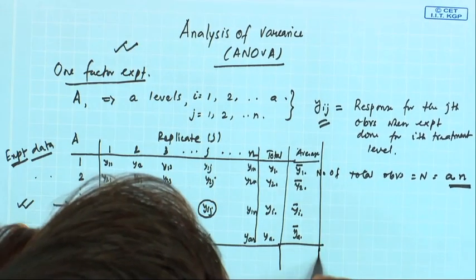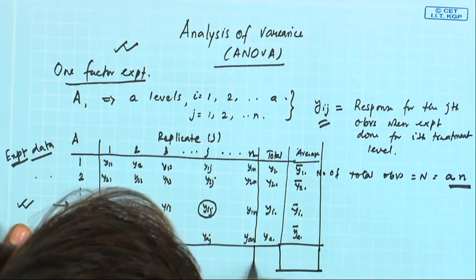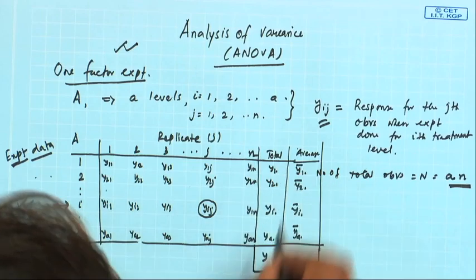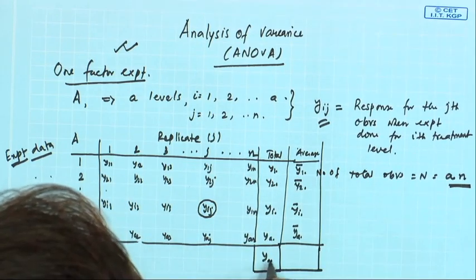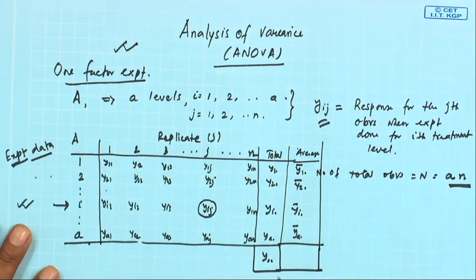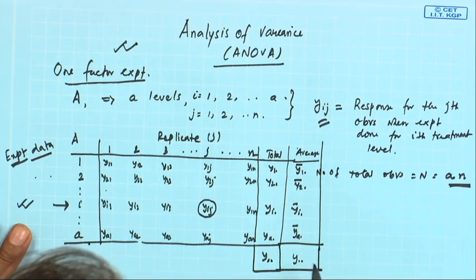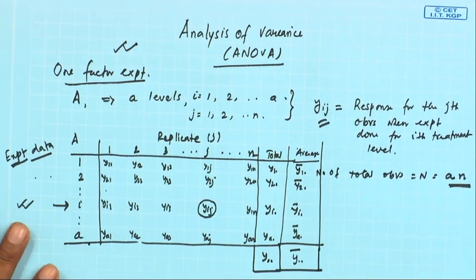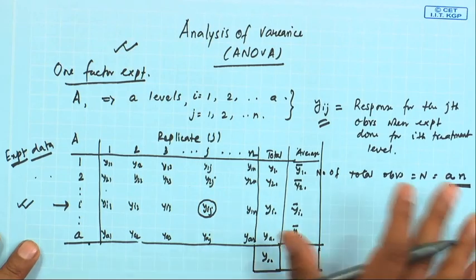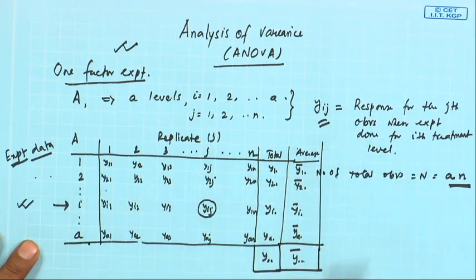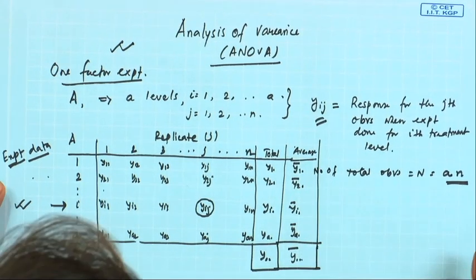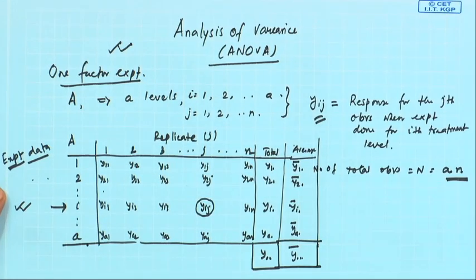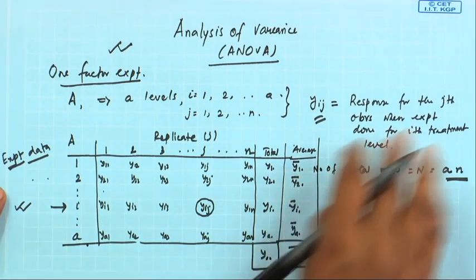And then someone may be interested to know the total of all the observations, y dot dot, and the grand average, y dot dot bar. Okay. So, you know how to compute the average, how to make the total, all those things. So, this is what is there, but we will proceed further.